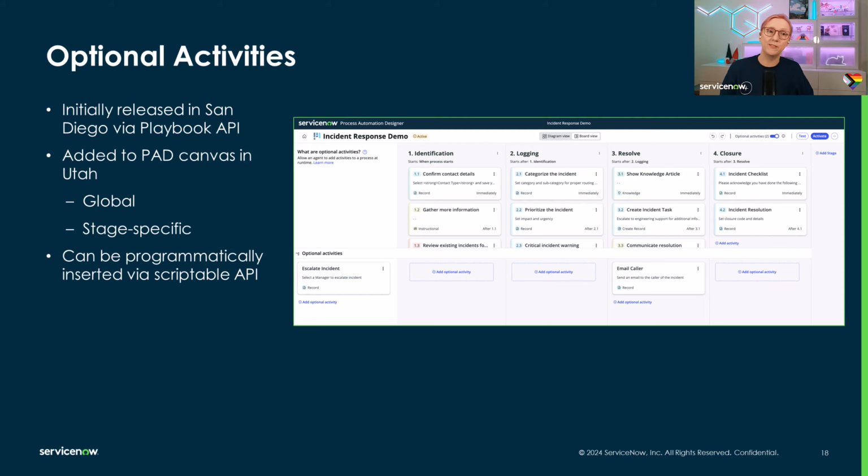These optional activities can be made available for one stage only or globally, to be used at any point in the playbook. In the Utah release, we made this configuration available from the design space, so now you can freely drag and drop an activity to and from the optional activity swim lane.